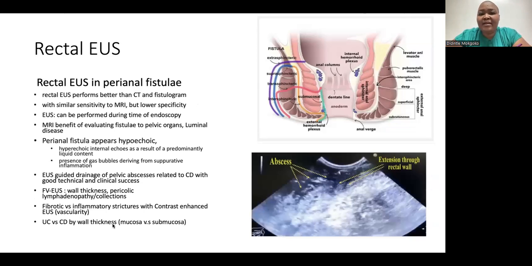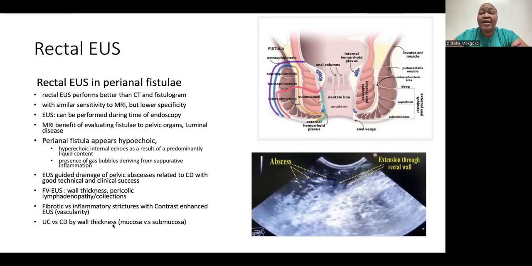What about perianal fistulae? Rectal EUS performs better than CT and a fistulogram, and it has a similar sensitivity to MRI, but MRI does outshine it in terms of being able to evaluate for luminal inflammation, or of course involvement of pararectal structures. But the benefit of EUS is it's available at the bedside, right?